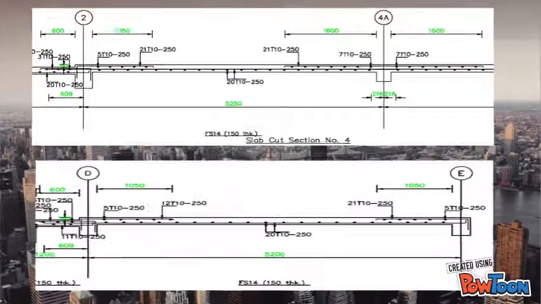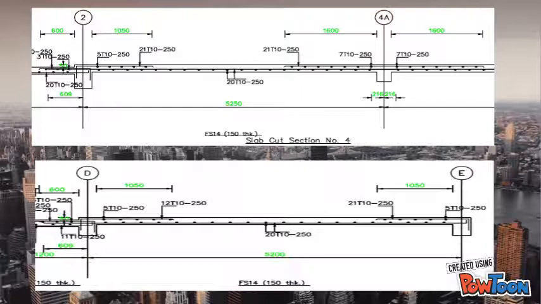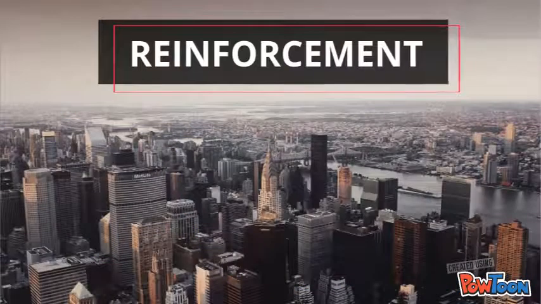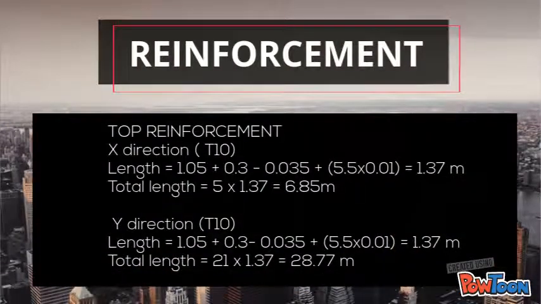This picture consists of the detail of the reinforcement. Next, I'm going to show you on how to calculate the reinforcement. In slab, we have two reinforcement parts, top and bottom. Every part, we have X and Y direction. The calculation only needs for us to find the length of reinforcement.